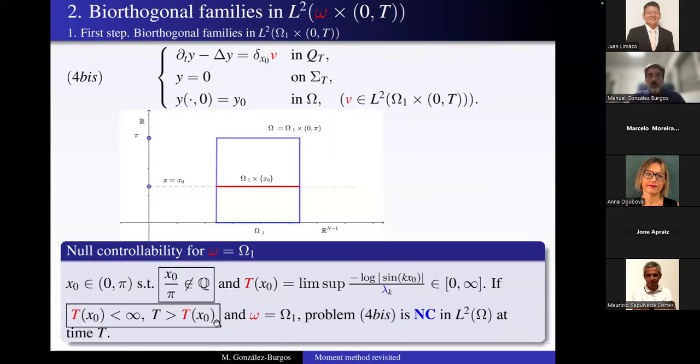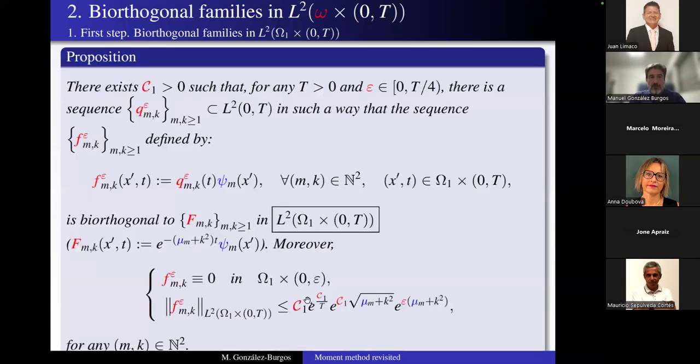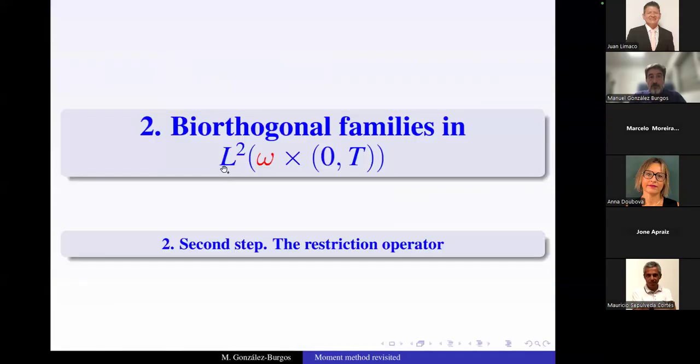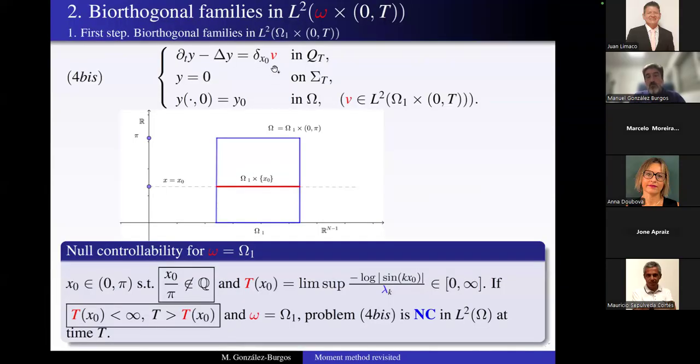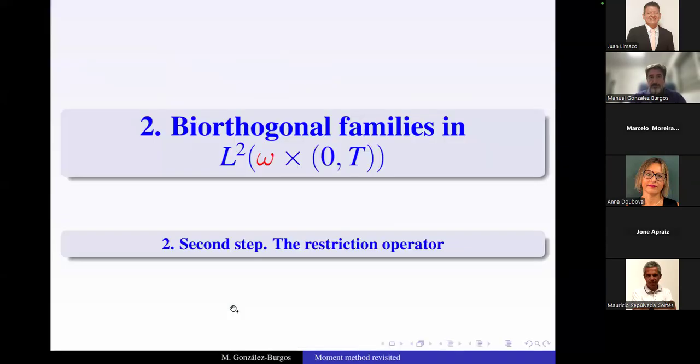First, observe that this result, the system of an orthogonal family, permits the proof of the null controllability when the control is a global control. The support of V is in the hyperplane x equal to x0, but with respect to x prime, the support of V is equal to omega 1. We have a global control, and we can prove the null controllability in this case.